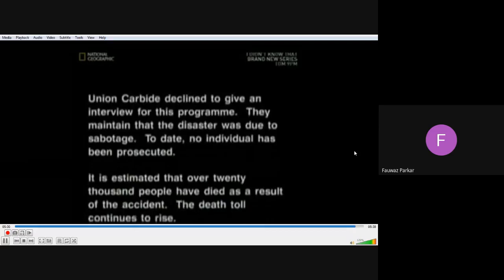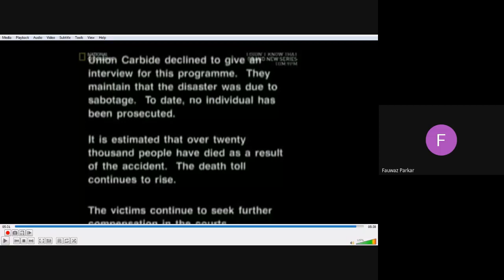Union Carbide have declined to give an interview for this program because they still maintain their side. They are trying to maintain that this disaster was due to sabotage, or due to some miscreants who purposefully created some conditions for the disaster so that its name would be defamed. So no individual has been prosecuted. There has been no prosecution. Many people have given their sides in the courts, but still no prosecution.